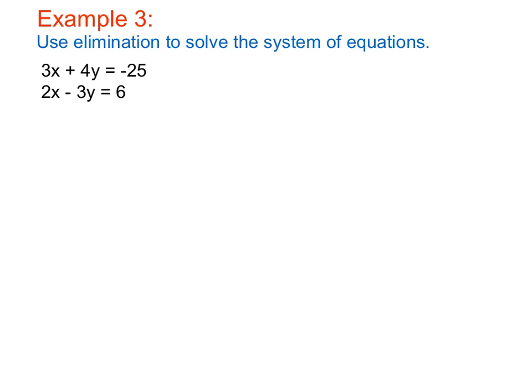I want to find the common factor between those two, and that would be 12. So I'm going to take the first equation and multiply everything by 3. Then I'm going to take the second equation and multiply everything by 4.